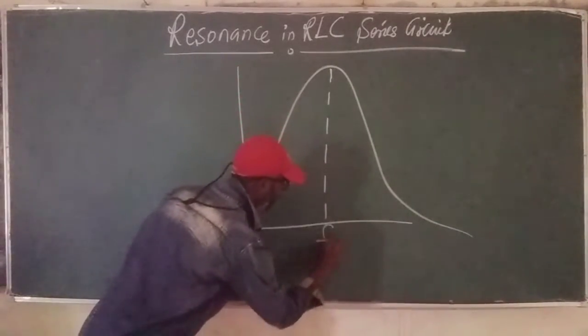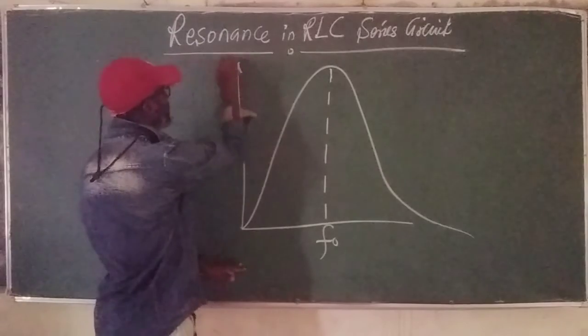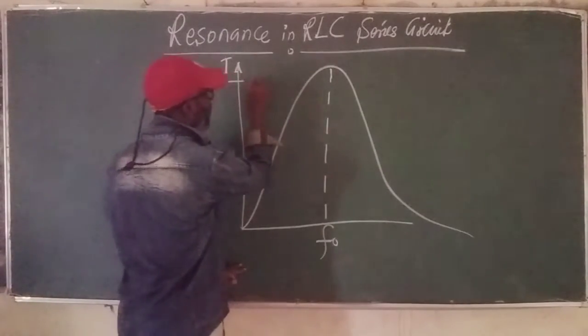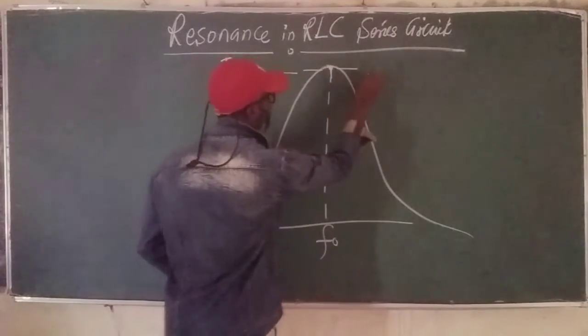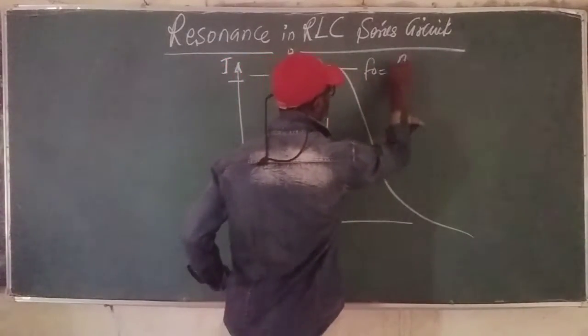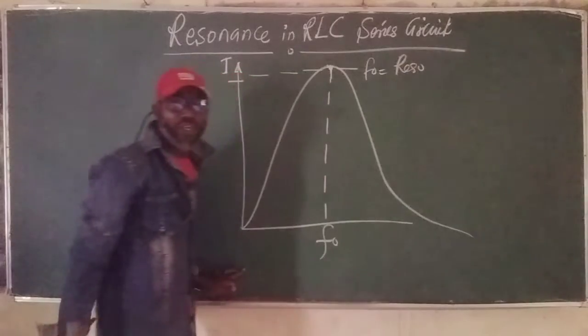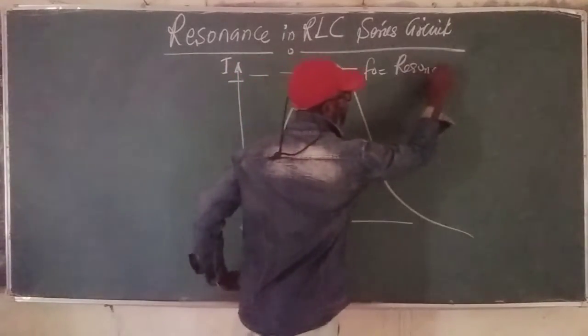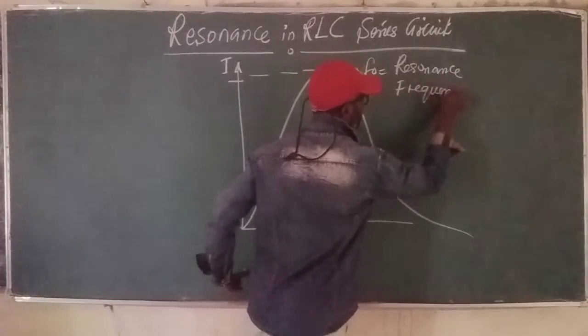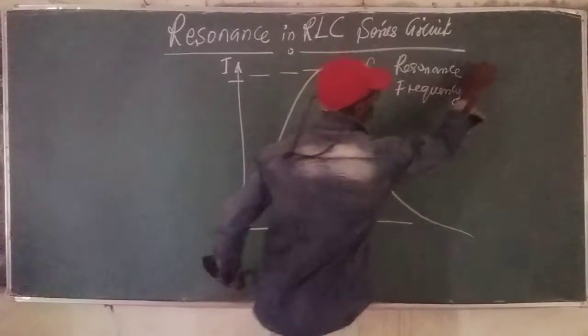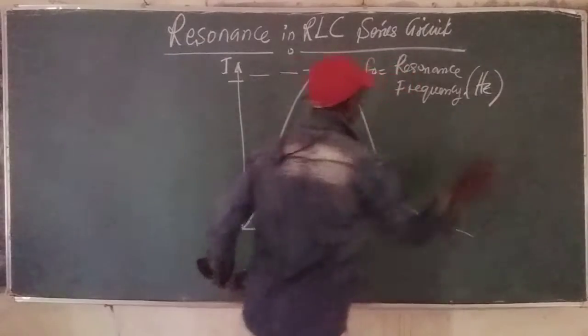We need to know this. And this is where we have f naught. At this point, this is the current. The maximum current peak is somewhere here, right? So at this point, we have f naught, the resonance frequency. We must understand this. Very, very important. And it's measured in hertz, okay?